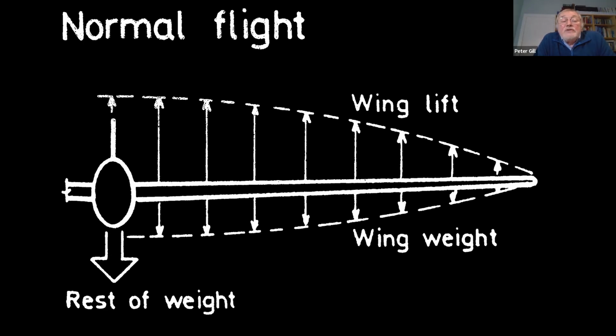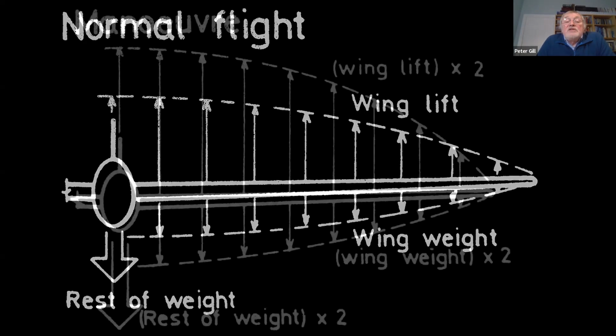In normal flight, the lift from the wing is supporting the weight of the wings themselves and the weight of the glider. So there's a tendency for the wings to bend upwards. That's partly relieved by the fact that the wings have weight themselves. And of course, the weight of the wing isn't causing any bending moment on the wings.